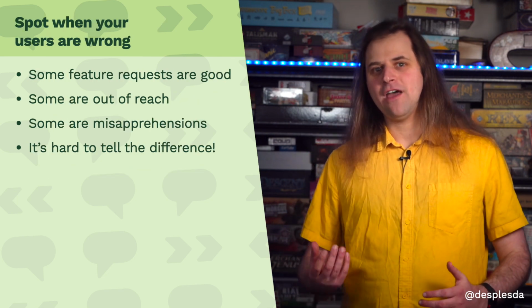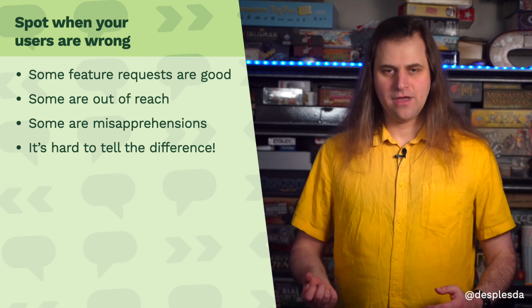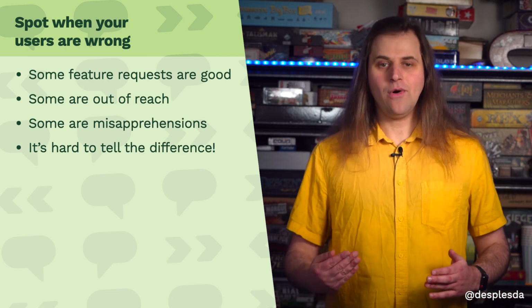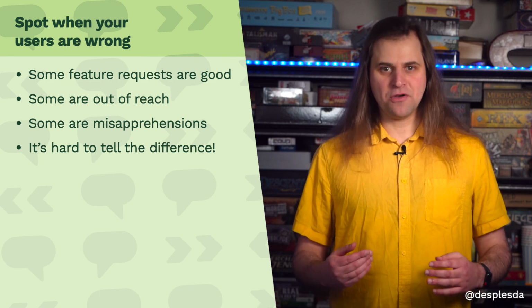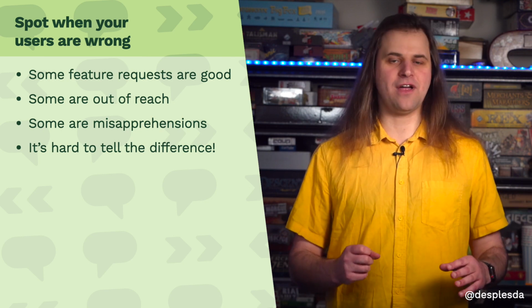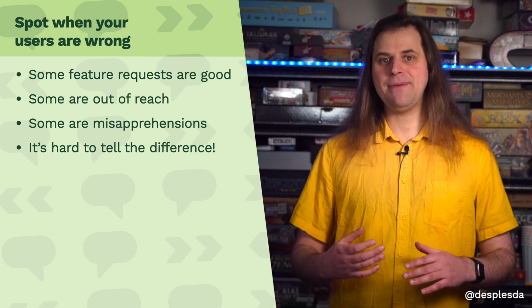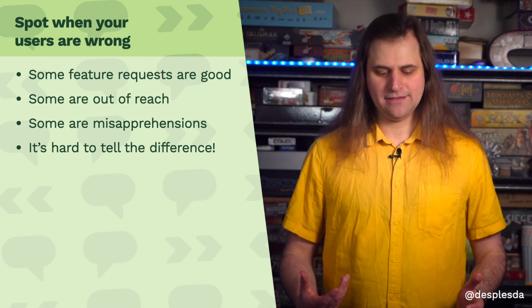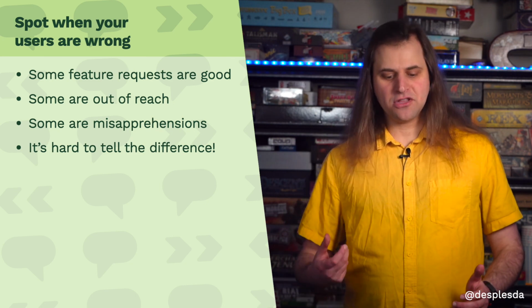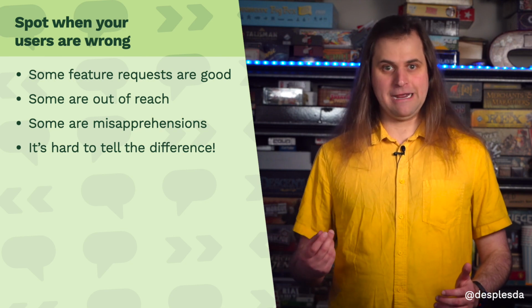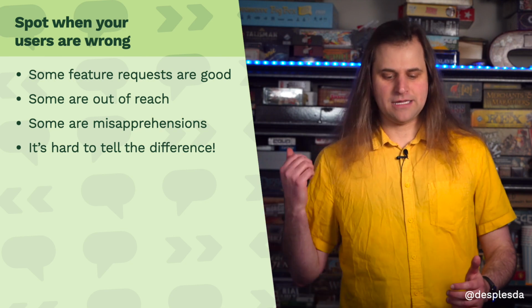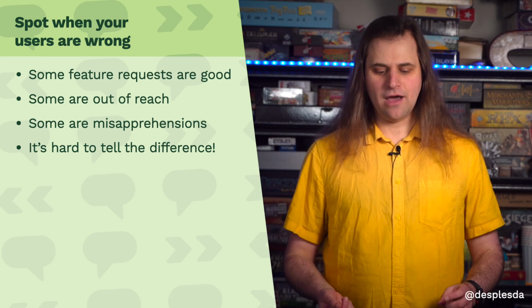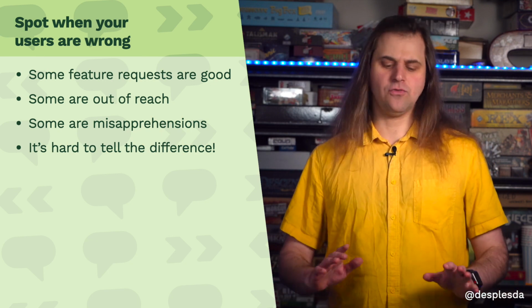Learn how to spot when your users are wrong. You're going to get feature requests. You're going to get people saying, can you make it so that it does this thing? Or can you change it so that it handles my workflow? And that'll happen no matter what scale you're operating at. Some of the time, these suggestions will be really good ones that you'll want to implement as soon as you can. Some of the time, there'll be things that sound nice but aren't really within reach, and you realize that.